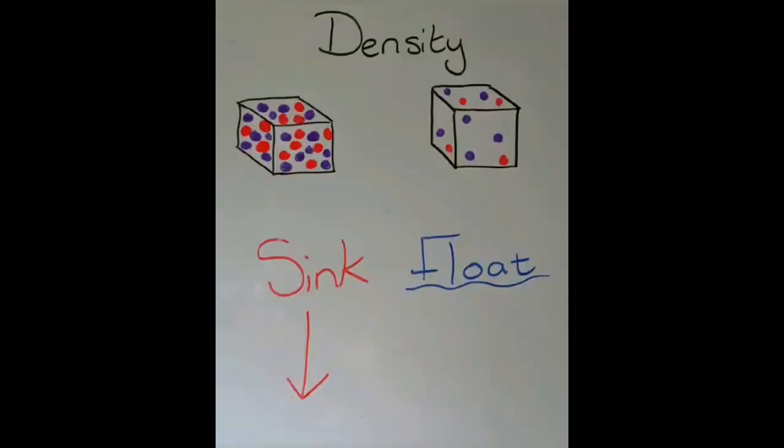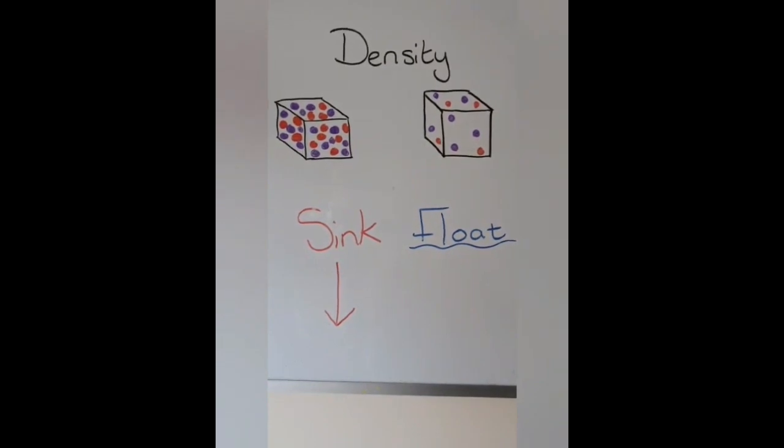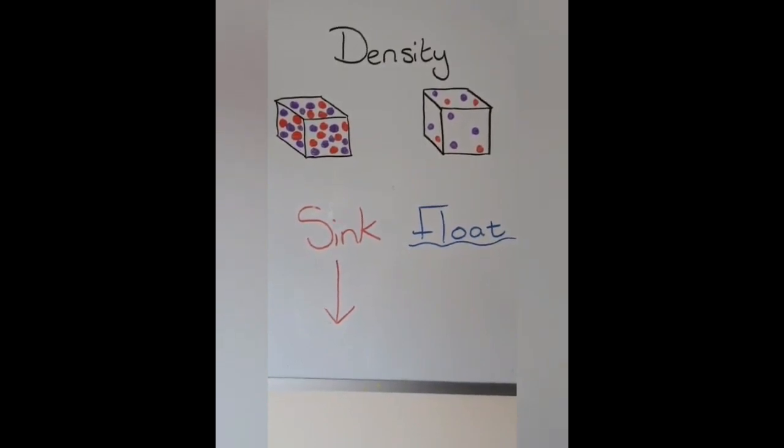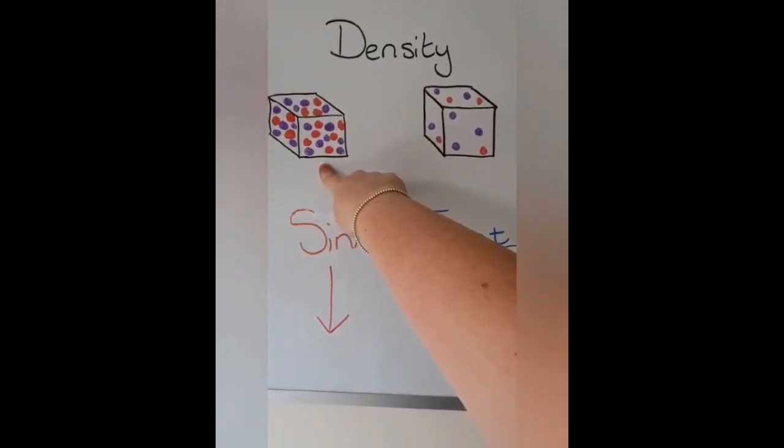So as I look in my tank, I've got things at the bottom that sank and things at the top that floated. But what makes some things sink and some things float? There are two main reasons why some things sink and some things float. The first reason is density. Everything is made of stuff, molecules, little bits of stuff. Here all the molecules are packed close together.